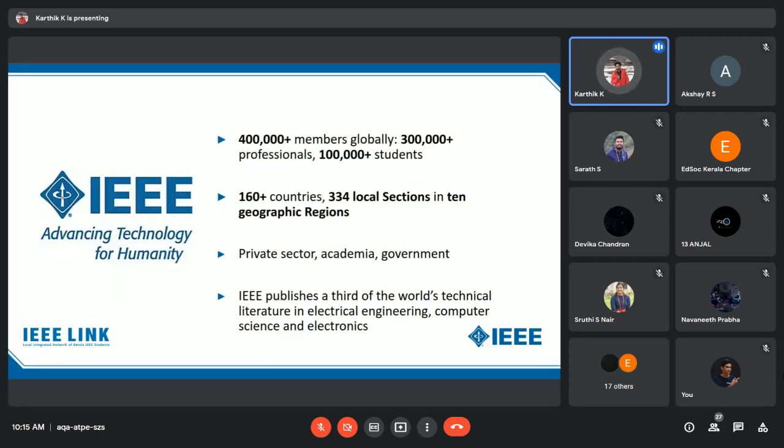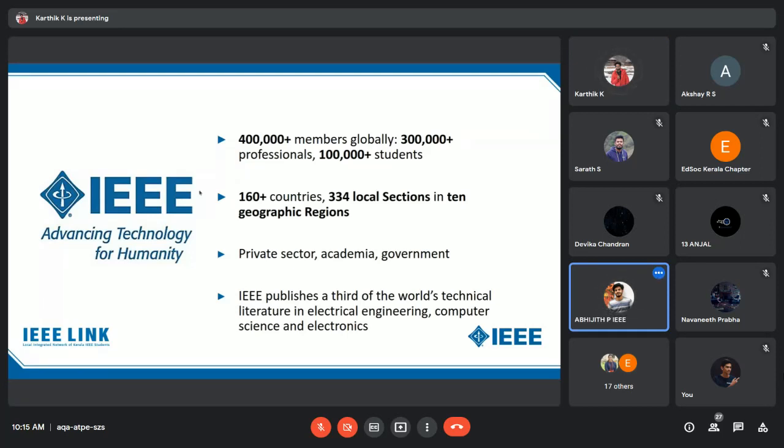Globally we have more than 4 lakh members, more than 3 lakh professionals and 1 lakh students. IEEE spreads across 160 plus countries, with 334 local sections in 10 geographical regions. That is how the geographic spread of IEEE looks.